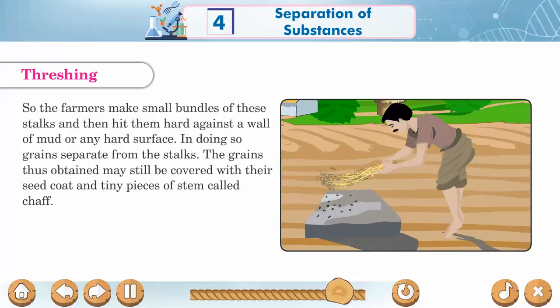So the farmers make small bundles of these stalks and then hit them hard against a wall of mud or any hard surface. In doing so, grains separate from the stalks. The grains thus obtained may still be covered with their seed coat and tiny pieces of stem called chaff.